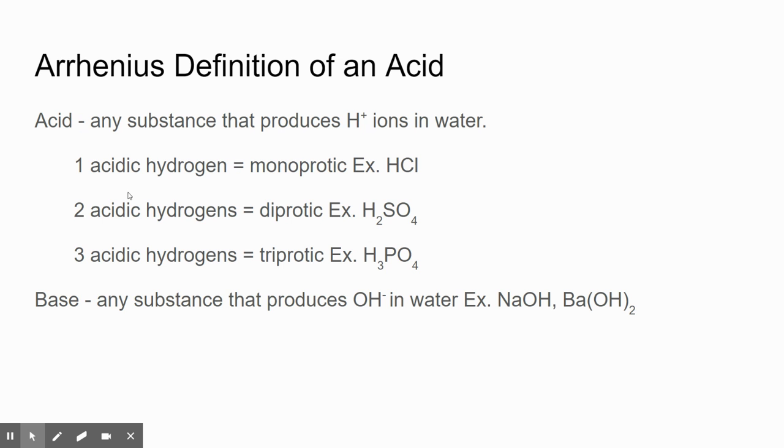Along with the Arrhenius definition, and really the Bronsted-Lowry definition, which is the next one we're going to talk about, we can have 1 acidic hydrogen, 2 acidic hydrogens, or 3 acidic hydrogens. That's the most we can have is 3. I've never seen 4. There can't be 4. If it's 1 acidic hydrogen, we call it monoprotic. If it's 2, diprotic, and 3, triprotic. Mono, di, tri.